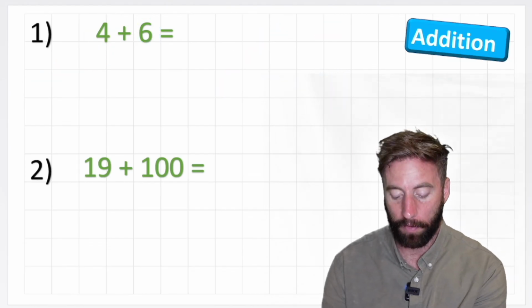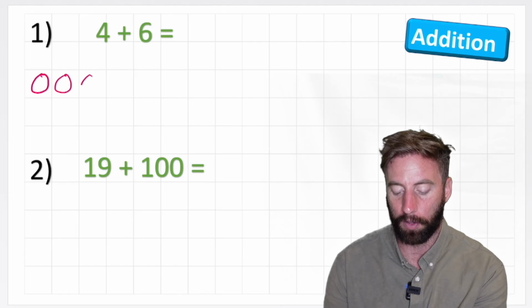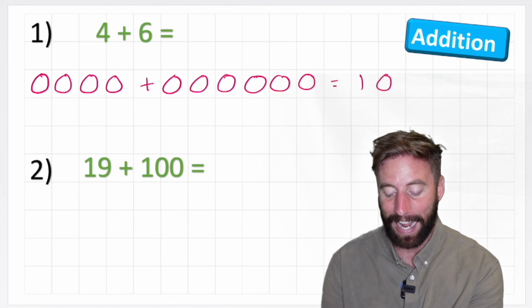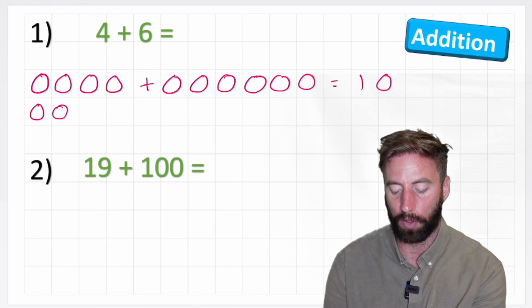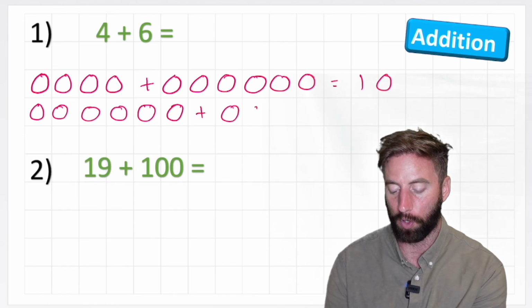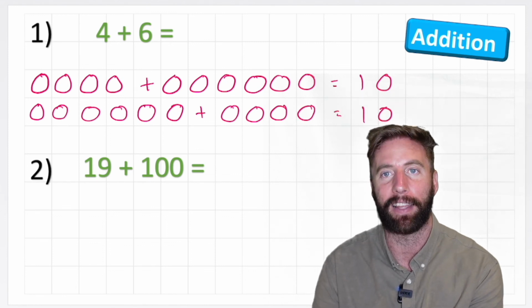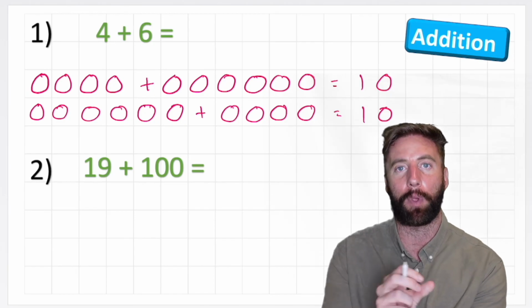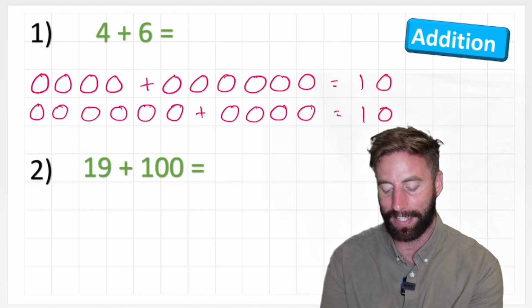Let's look at it another way. If I have 4 balls, 1, 2, 3, 4, and I add 6, 1, 2, 3, 4, 5, 6, it gives me a total of 10. And it's exactly the same as if I have 1, 2, 3, 4, 5, 6 at the start, and 1, 2, 3, 4. I still get a total of 10. So addition questions are commutative. It doesn't matter which way round we put our question, we're still going to get the same answer.